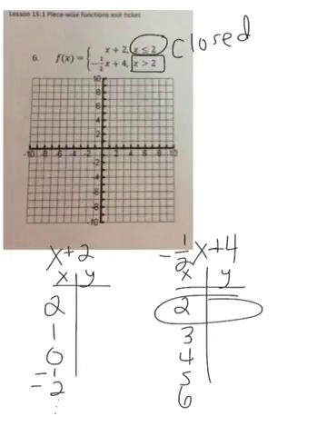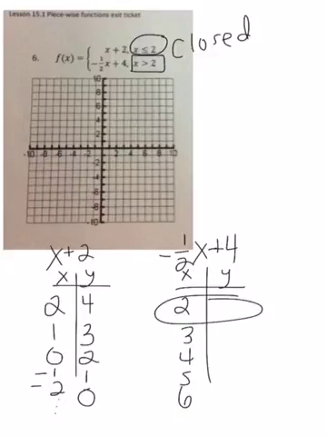If I plug in 2 for x plus 2, 2 plus 2 is 4. I plug in 1, 1 plus 2 is 3. I plug in 0, 0 plus 2 is 2. Plug in -1, -1 plus 2 is 1. And -2 plus 2 is 0.